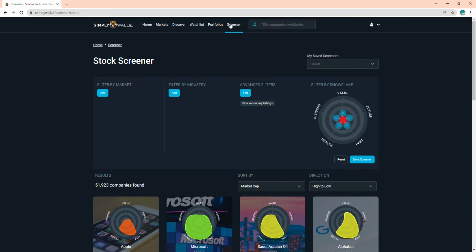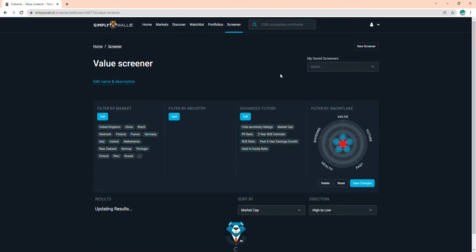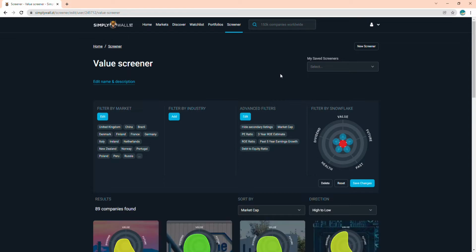Okay, so when it comes to the screener, I think this is one of the most powerful tools in Simply Wall Street. You can have your own saved screeners. The good thing about this screener in comparison to the Ticker Pro screener is that this is much more visual. Ticker Pro is hard-coded data, right? So Simply Wall Street's UI is much more visual, much more user friendly, and actually very pleasant to use.